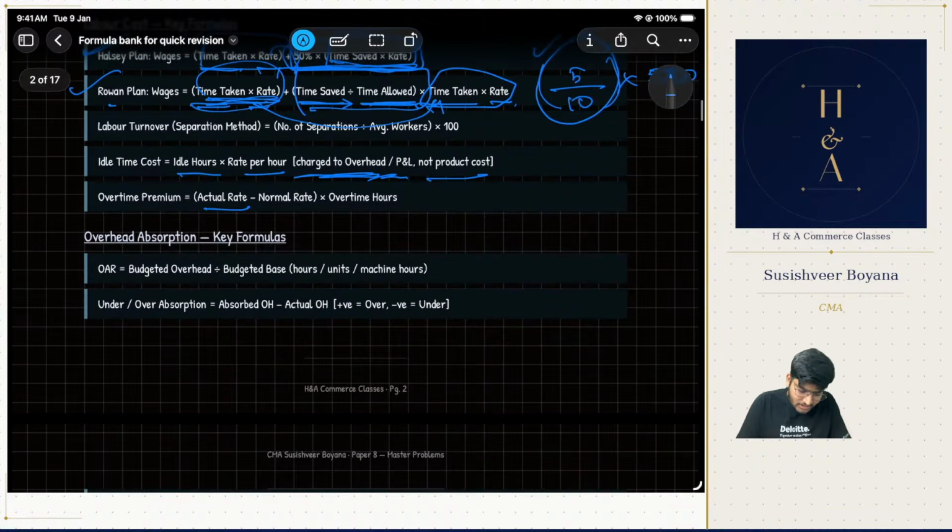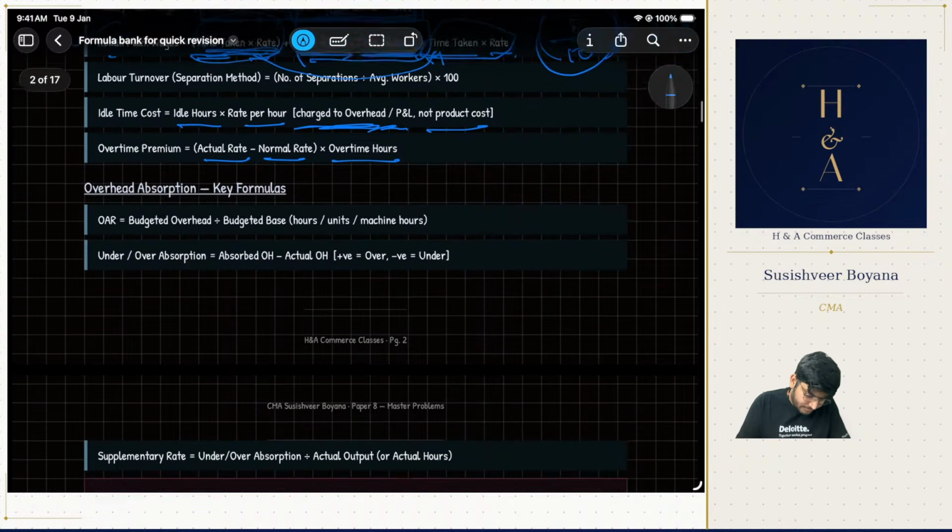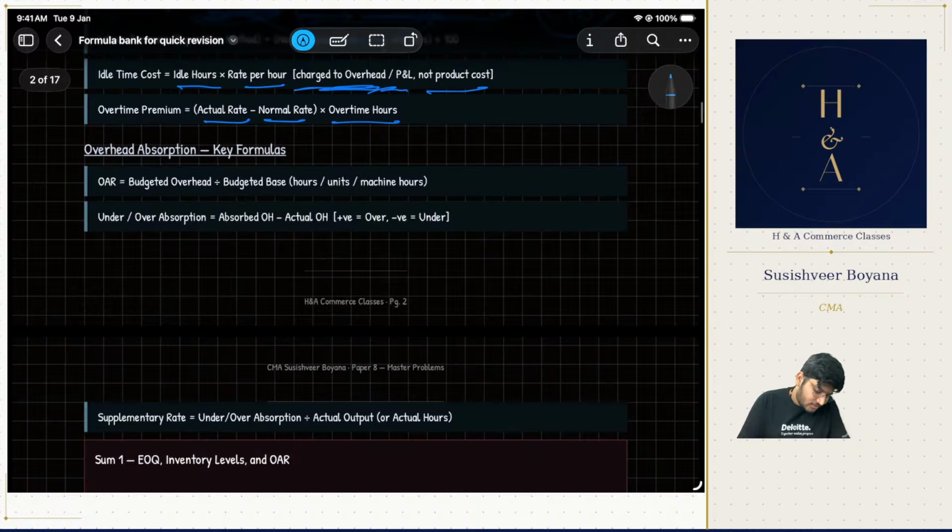Overtime premium: actual rate minus normal rate into overtime hours. Simple, right? Actual rate is X, normal rate is Y. The number of hours you worked is going to be the overtime premium paid. So this we have covered in chapter 1, overhead absorption rate. Always take budgeted, if not standard.